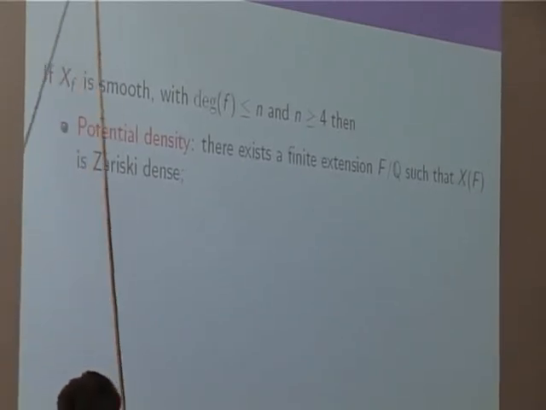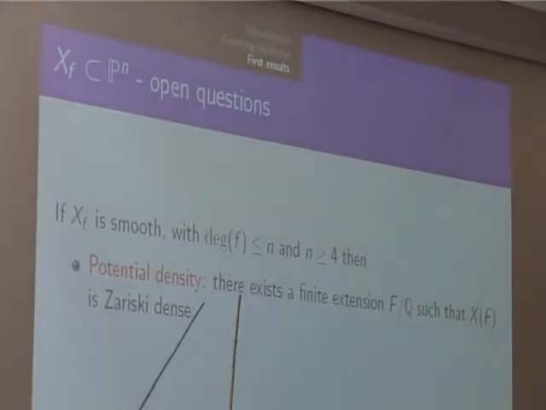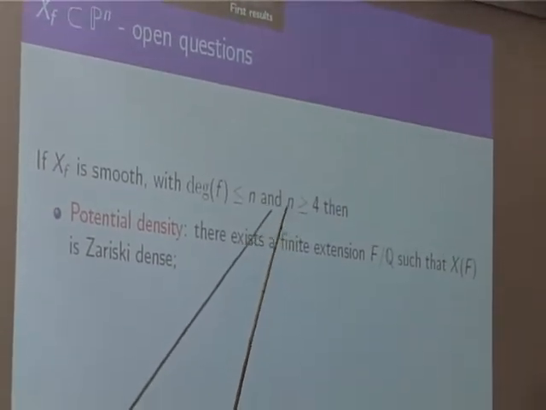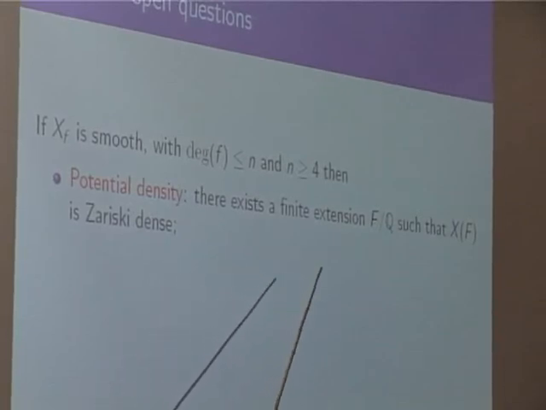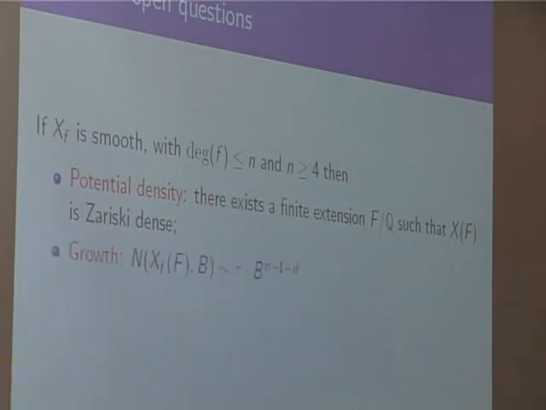All right, so look at hypersurfaces in Pn. What are the obvious open questions? We'll assume we have dimension at least 3. Potential density: do we have Zariski density of rational points, at least of a finite extension of our field? What about the heuristic formula which we wrote down? Can we prove b to the n plus 1 minus the degree with some constant tau in this range, n plus 1 minus d greater than 0, and again, dimension bigger or equal than 3, and smoothness is also essential.